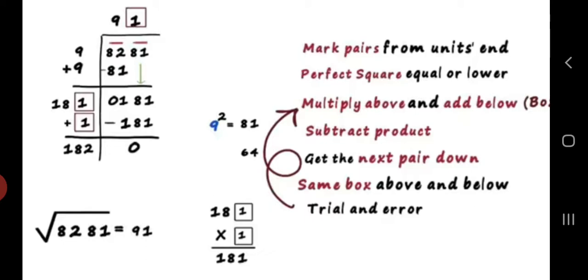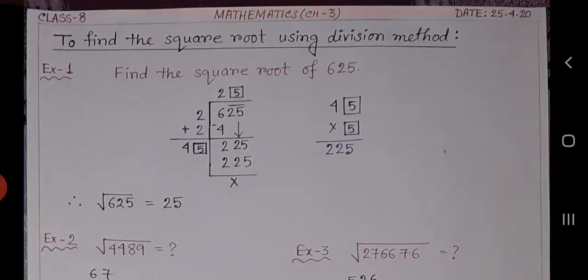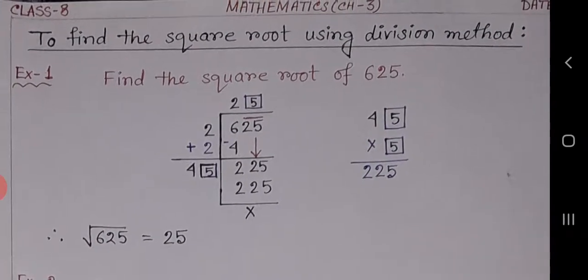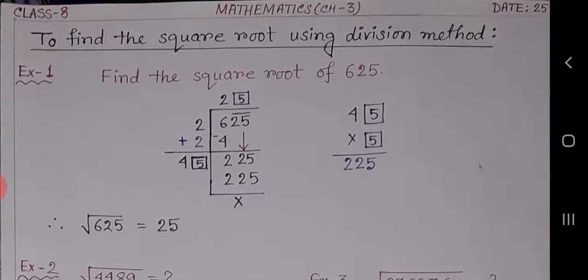Let's take another example. Example 1, we have to find the square root of 625. So to find the square root of 625, we first write 625 like this, and then we group the digits in pairs from right to left. So from the ones end, the first pair is 25 and the number left is only 6. There is no pair.